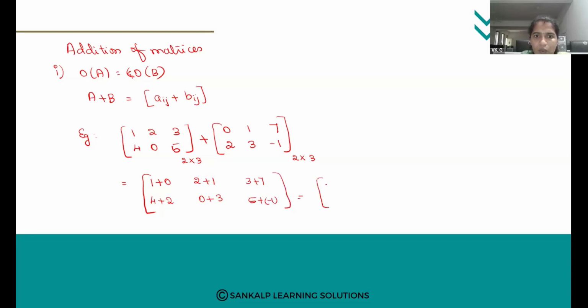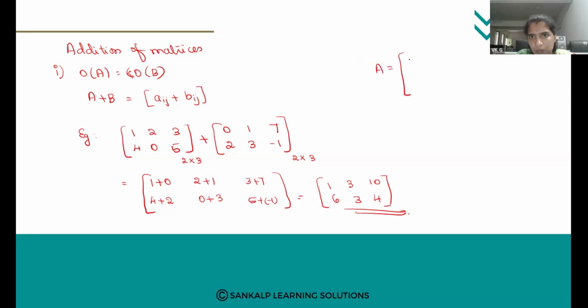Add them. 1, 2 plus 1 is 3, 3 plus 7 is 10, 4 plus 2 is 6, 3, 5 minus 1 is 4. This is how you need to find the sum of matrices. Two matrices can be added if they are of the same order. To add, identify corresponding entries of the first and second, and add the corresponding entries. That's the method. Clear? Consider the ijth entry of the first, the ijth entry of the second, add them. One more example if needed. One more example.